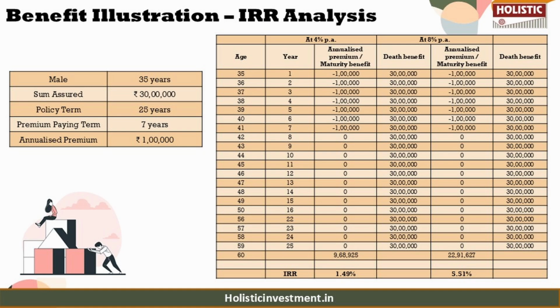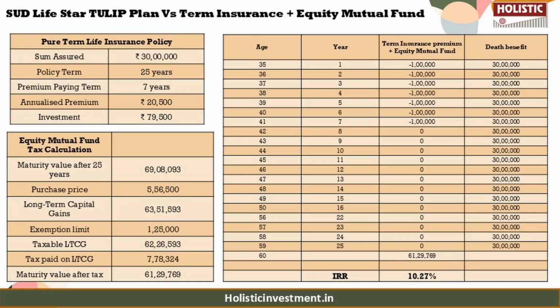So now, as we know that this policy is not giving us a desirable outcome that we need, which is inflation beating return, let us now explore an alternative scenario in the comparative analysis, where using the same premium used in the SUD policy, we are going to split it and invest in insurance and investments separately, just to see whether that can yield us a better outcome in the long run compared to the SUD policy.